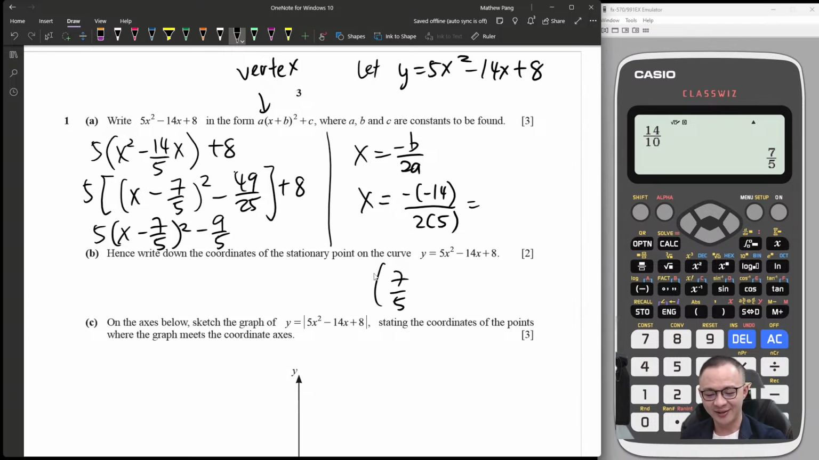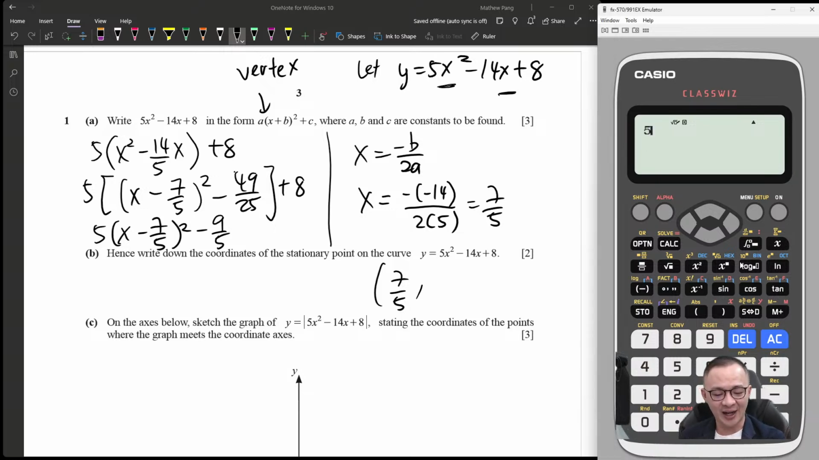Do you see that? So 7 over 5 will be my minimum x coordinate, right? If I want to find the y coordinate, I sub into my x, right? So I type in the calculator 5x squared minus 14x plus 8. And I ask the calculator to calculate. It asks me what x value I want.